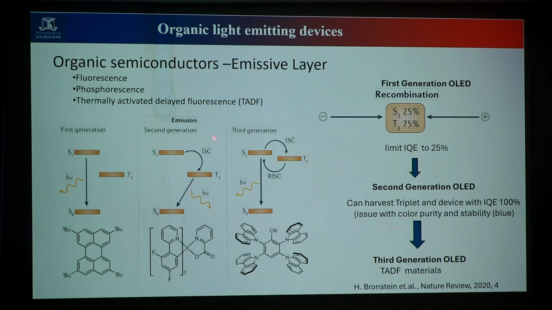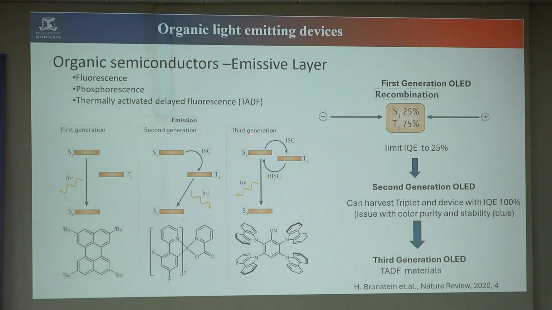So the third generation material is called TADF material, that is thermally activated delayed fluorescence. Again, it involves the triplet state, but it is still fluorescence, because in this case they design the material so that the singlet and triplet energy levels are very close to each other. So when the electrons go to the triplet state, they can go back to the singlet, because this energy gap is very, very small. Instead of staying in the triplet, it goes back to the singlet state and emits.